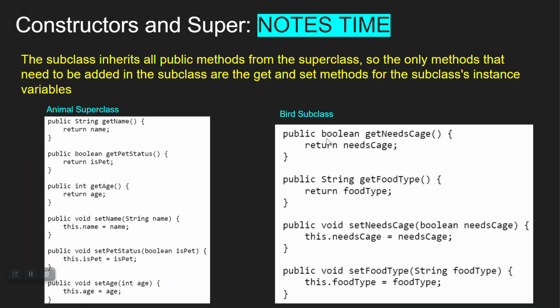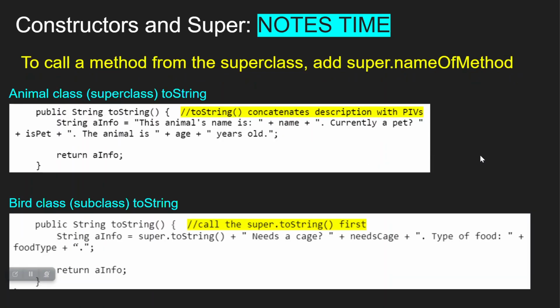So the only methods that would need to be defined in the bird class are needs cage, get needs cage, get food type, set needs cage, and set food type. So there you go.